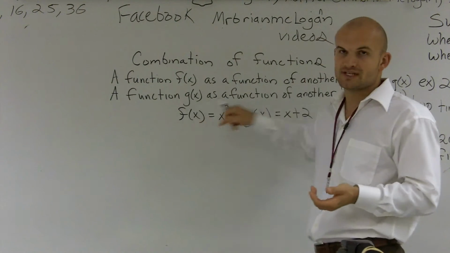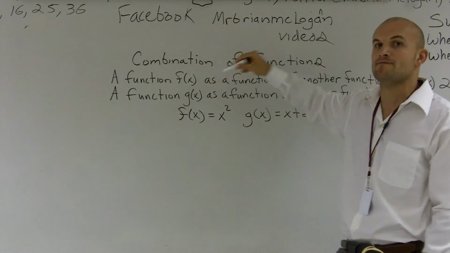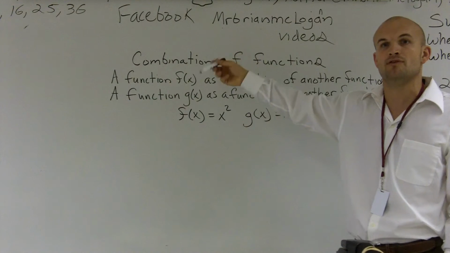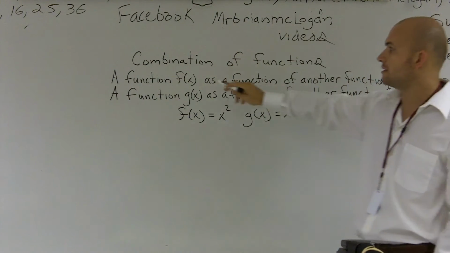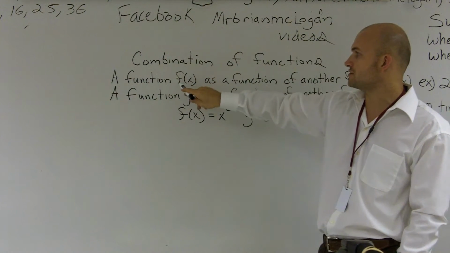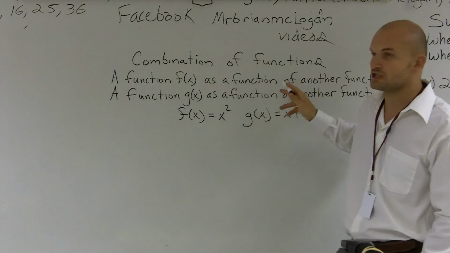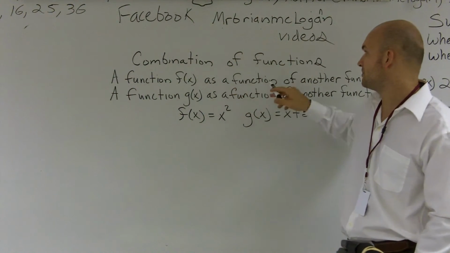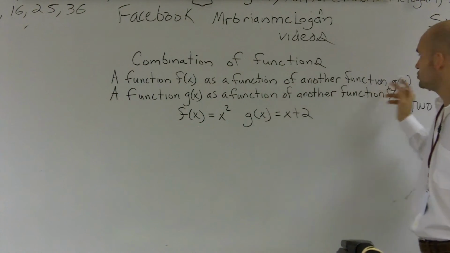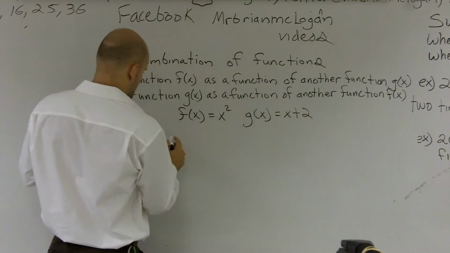Now we're going to have two different functions. But what's going to happen is we're going to have one of our functions serve as our input value. So let's look at the first one. I'm going to say a function f of x. So our function f of x is going to serve as a function relationship of another function, g of x. So that looked like that. So we have g of x.